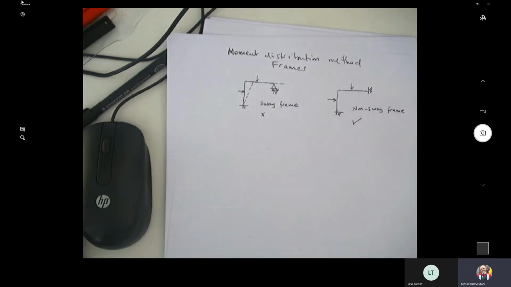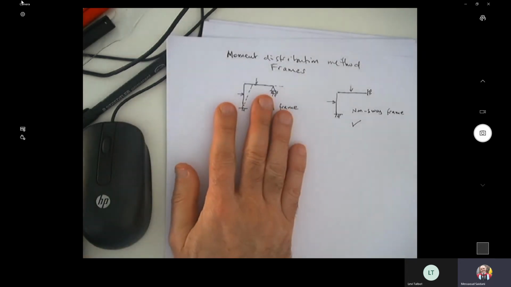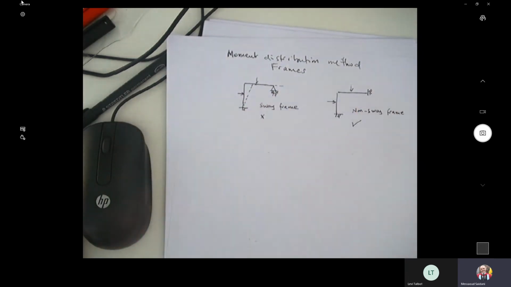We are just going to cover non-sway frames. Is that clear? Because they are a lot simpler, and sway frames take a lot longer to perform. They're not difficult. It just takes longer because you do it in two stages, and you need two tables, right? You do it without sway, and then you include the displacement into the analysis. You can look at it in the textbooks, but it's not part of our syllabus. So we're just looking at non-sway frames.